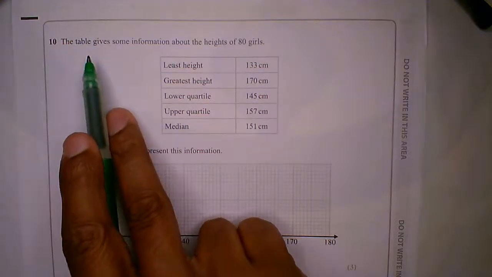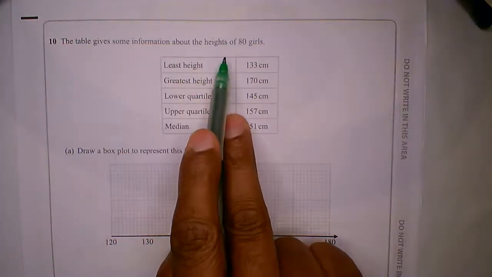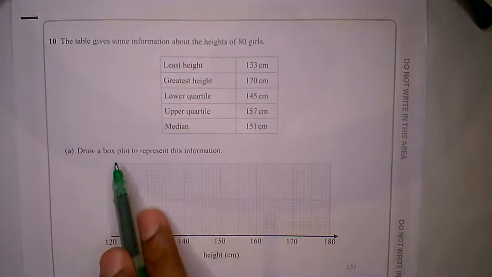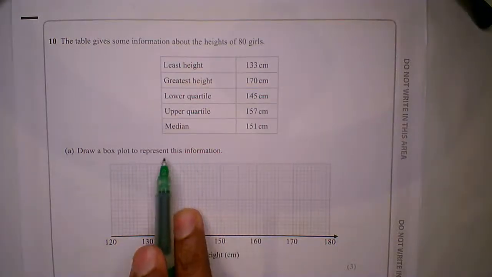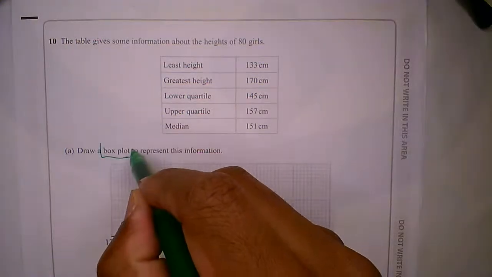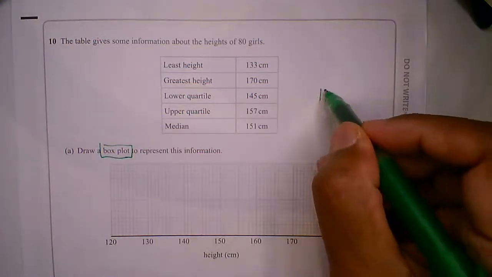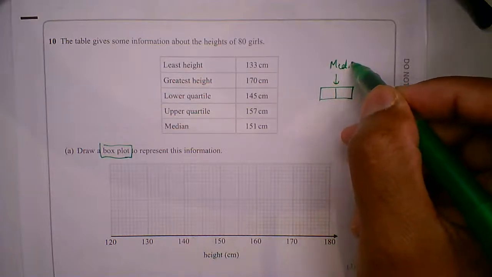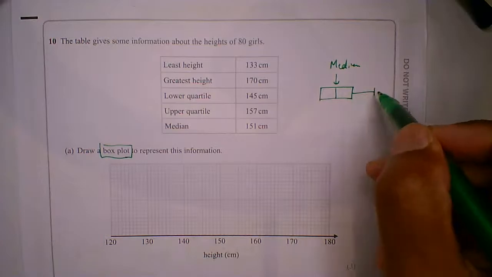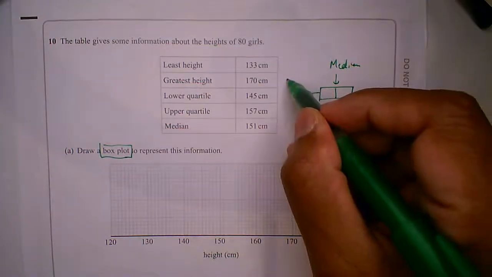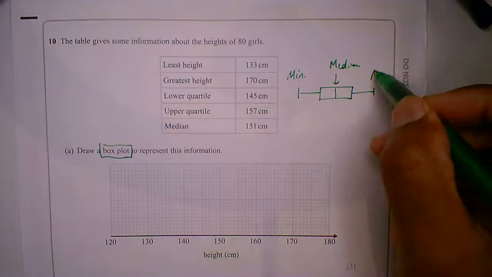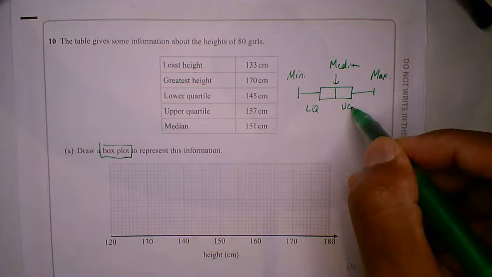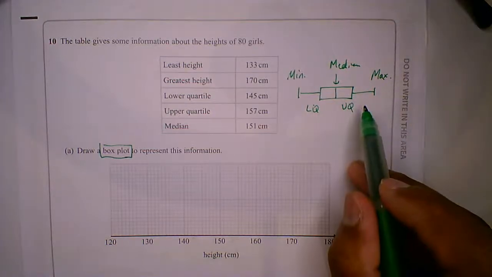Question 10. The table gives some information about the heights of 80 girls. Draw a box plot to represent this information. So what does a box plot look like? I've got a box, and in the middle is my median. And then I've got whiskers here. This is my minimum value, this is my maximum value, and here I have my lower quartile and my upper quartile.